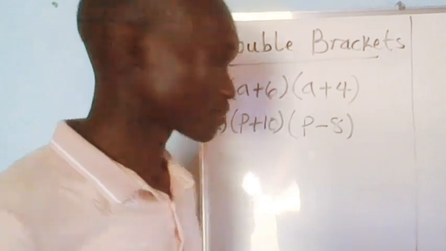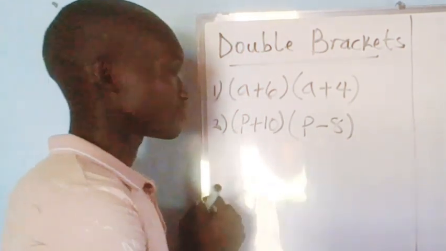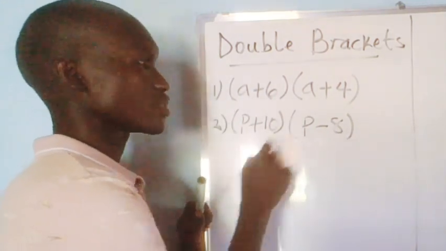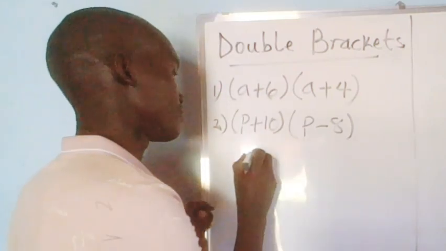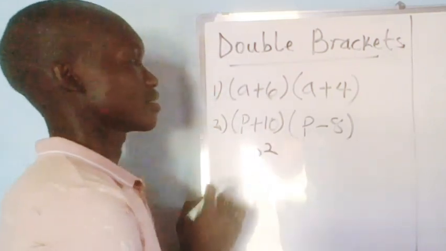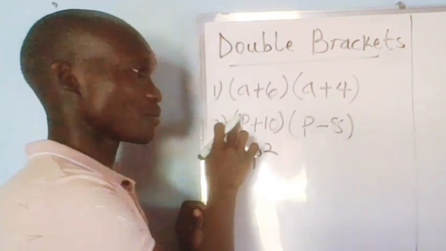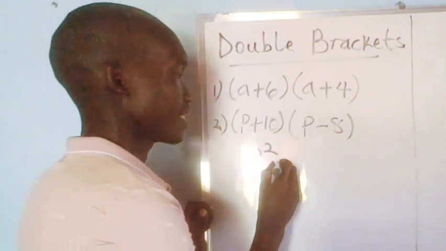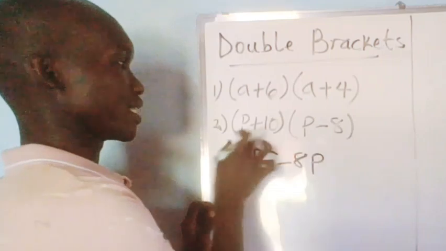Let's look at the second one. We have (p + 10)(p - 8). We start by multiplying the letters. Positive times positive will be positive. P times p will be p squared. And positive times a negative now. The positive of p times the negative of 8 will give us negative 8p. We are done with this and this.